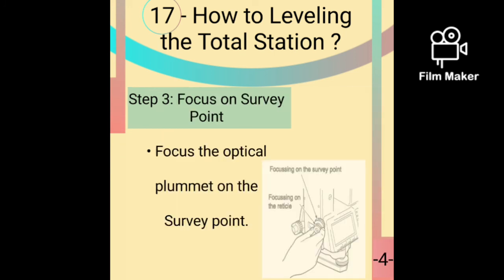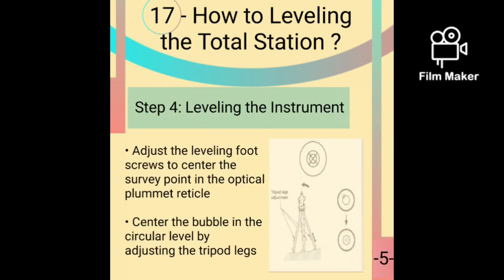Step 3. Focus on the survey point. Focus the optical plummet on the survey point. Step 4. Leveling the instrument. Adjust the leveling foot screws to center the survey point in the optical plummet reticle. Center the bubble in the circular level by adjusting the tripod legs.